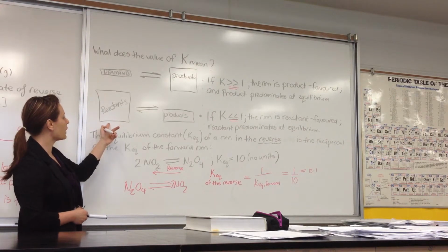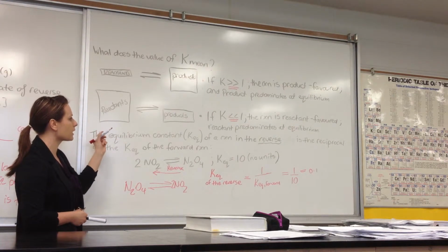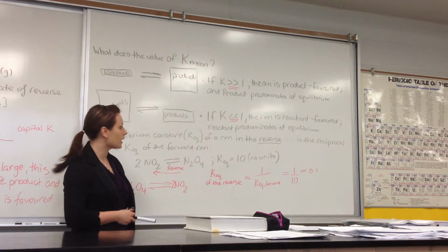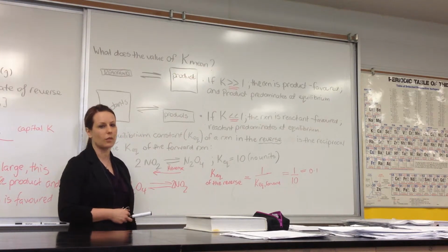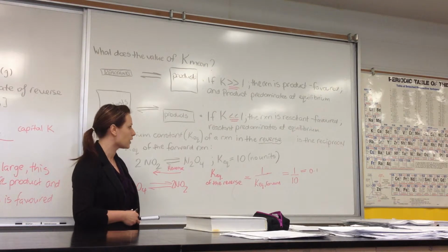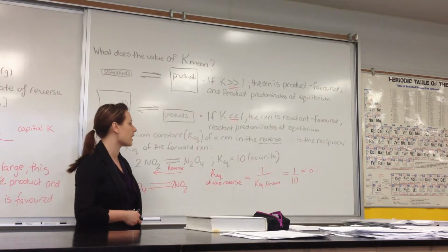If, for example, we have a large amount of reactants compared to products, this tells us that at equilibrium our K constant is a lot smaller than 1. The reaction is then called reactant favored, and reactant predominates at equilibrium.